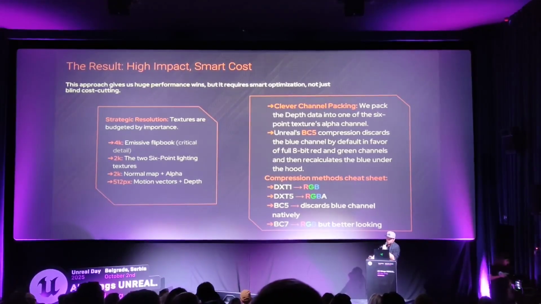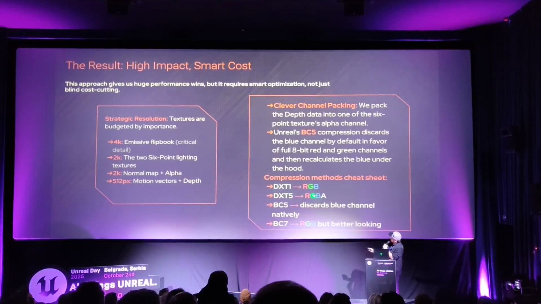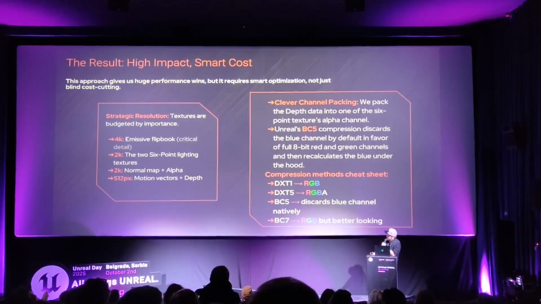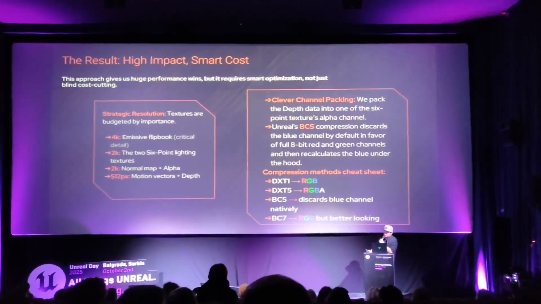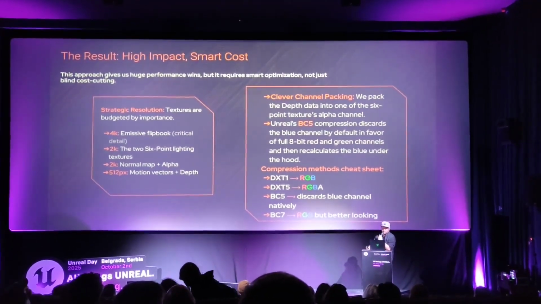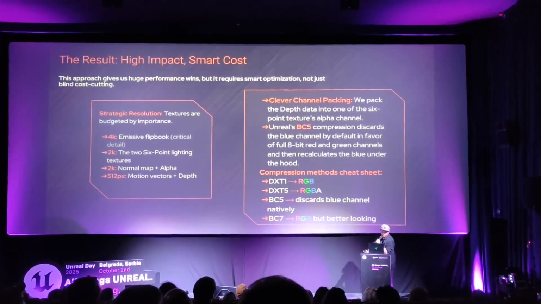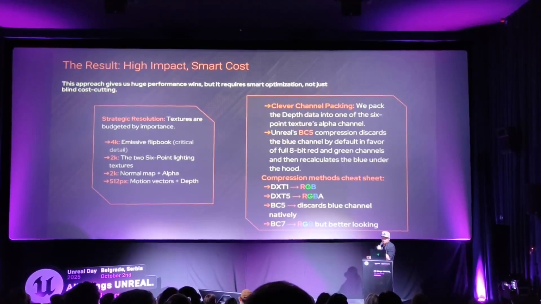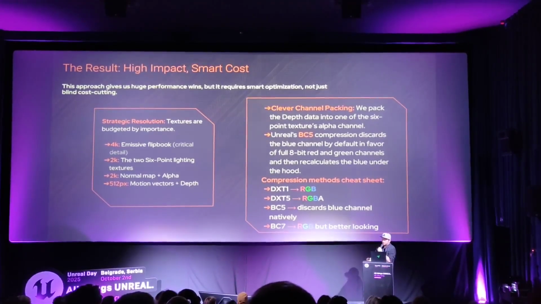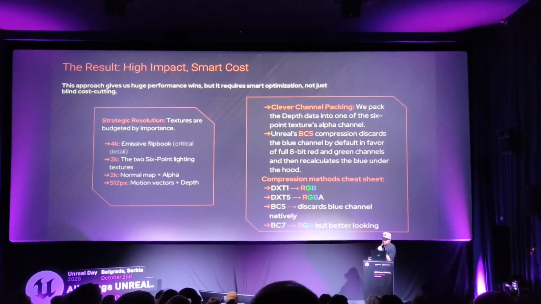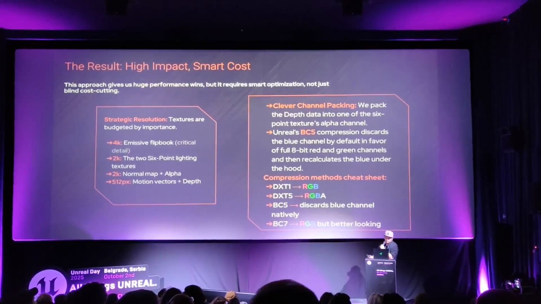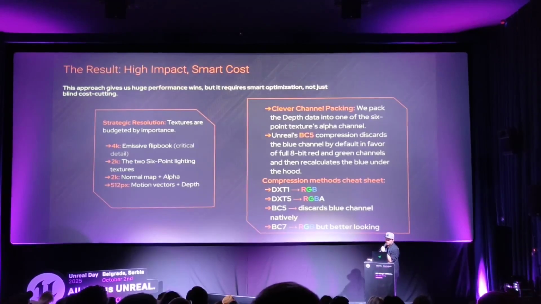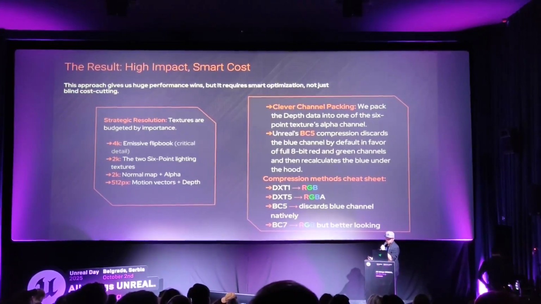DXT1 compresses only the RGB channels and discards the alpha channel, while DXT5 keeps it, with a bit higher resolution and higher decompression cost. BC5, as we discussed previously, is the default compression method in Unreal for normal maps, which completely discards the blue channel on import and calculates it back under the hood natively. This makes it one of the best looking options for red and green channels with low decompression cost.